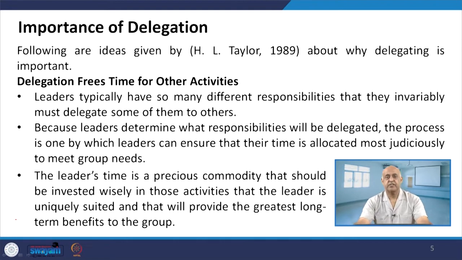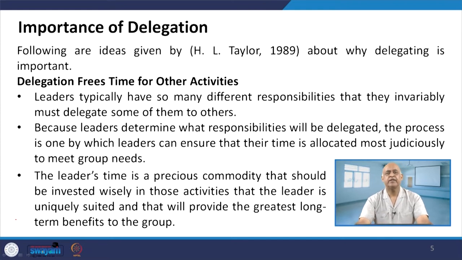The leader's time is a precious commodity that should be invested wisely in those activities for which the leader is uniquely suited and that will provide the greatest long-term benefits to the group. It has always been seen that when the delegation done by the leader is proper and timely supported, I will not say monitored but supported, then definitely the leader will have better efficiency, and that will create benefits for the group.